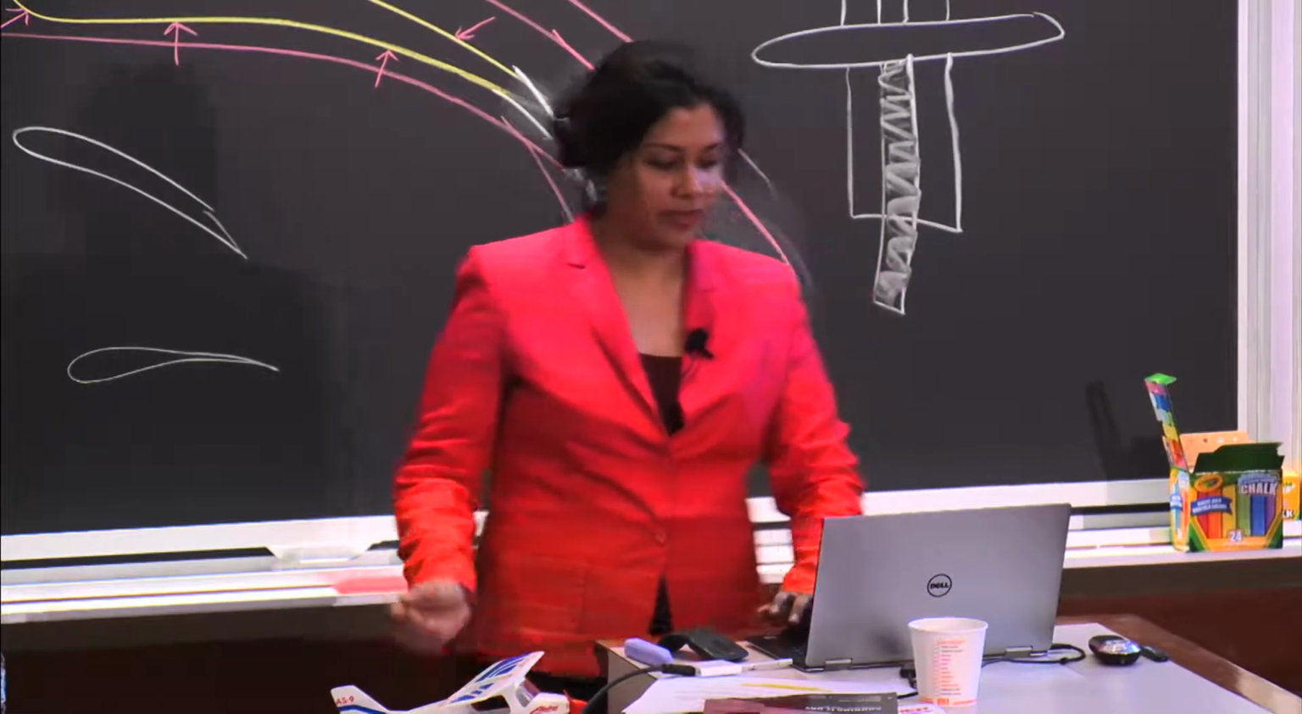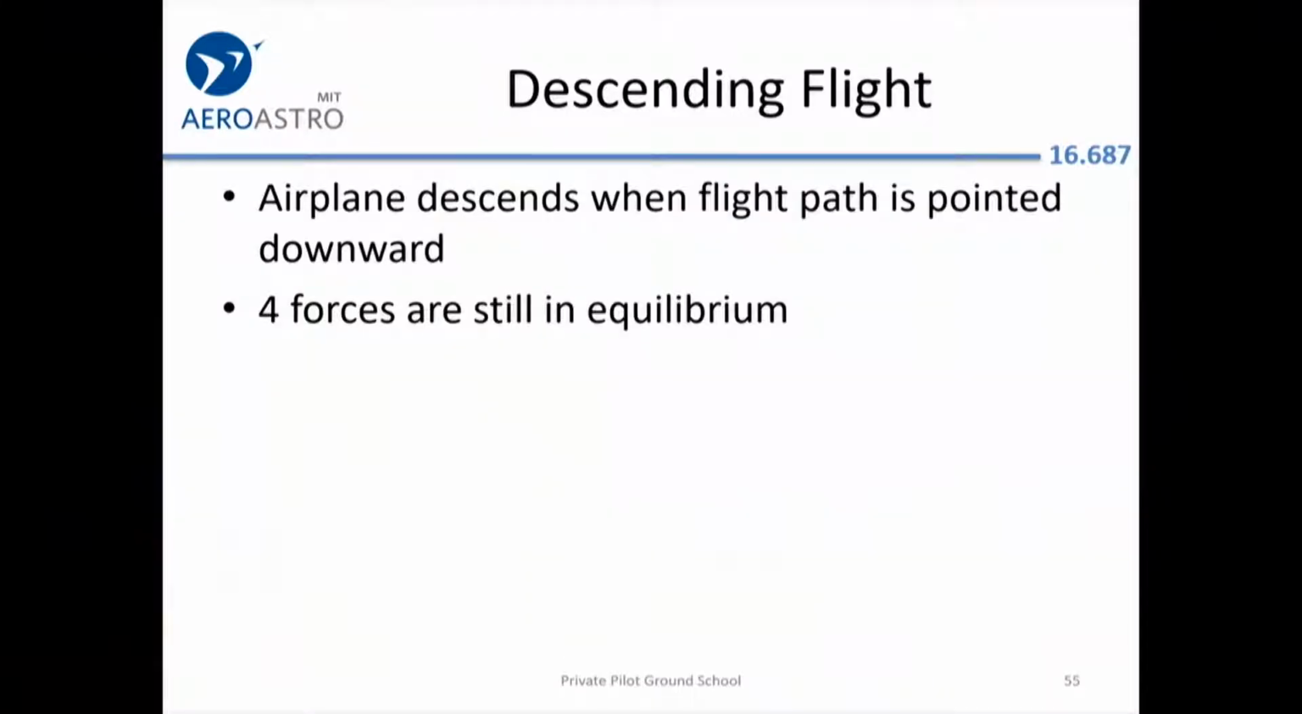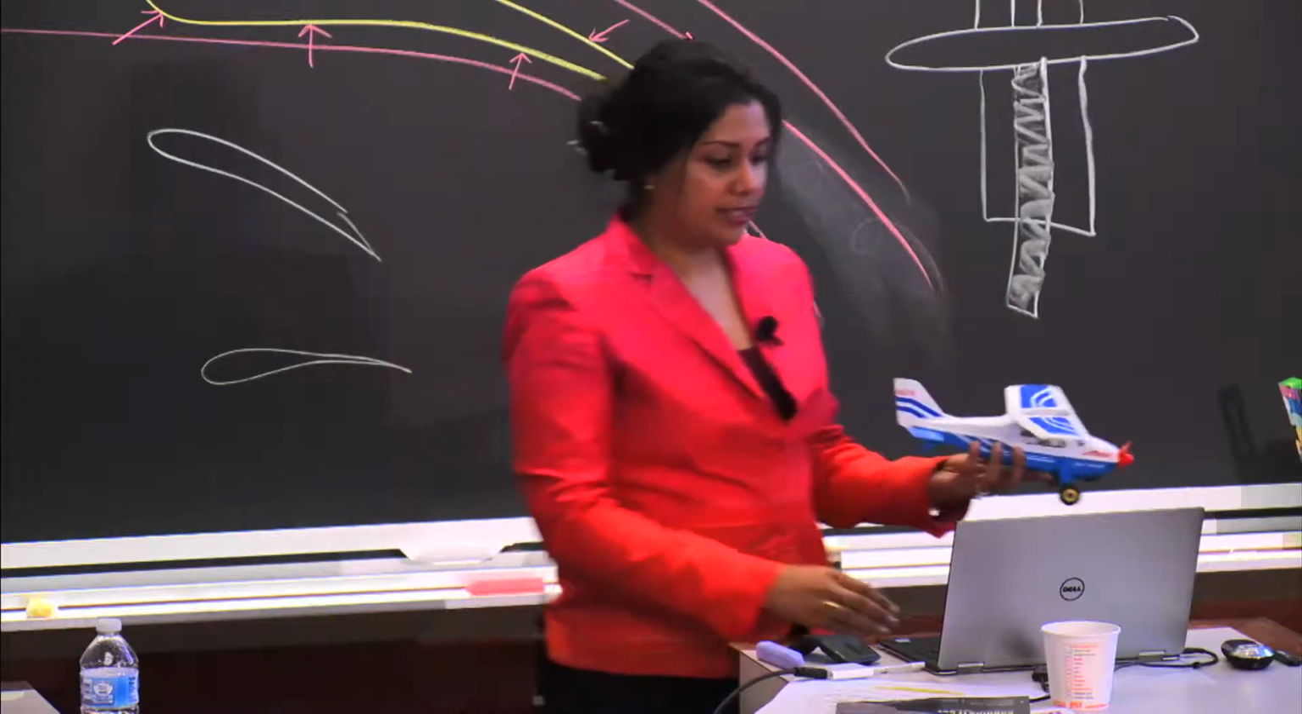So one thing to talk about: we talked about with climbing flight, F equals ma. Once you're done changing the velocity and you don't have a change in velocity, your forces are in equilibrium. So the same is the case with a descending flight.